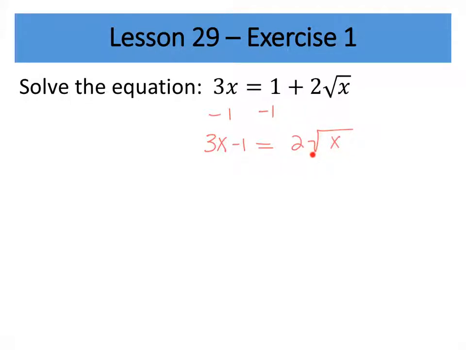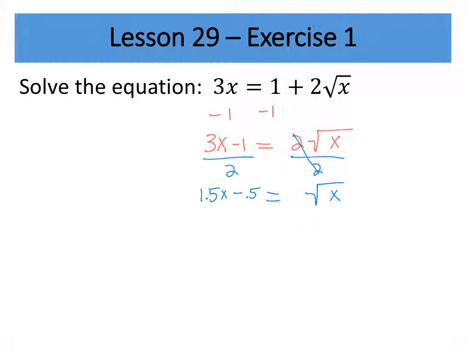So the next thing I want to do is get rid of this 2. If it's 2 times the square root of x, the way to get rid of multiply is by dividing by 2. So everything has got to get divided by 2. And those cancel out, and I'm just left on the right side with the square root of x. On the left side, we can leave it as a fraction, or we can share that 2 with both things. So I'm going to do 1.5x, because 3 divided by 2 is 1.5, minus 1 divided by 2, which is a half.